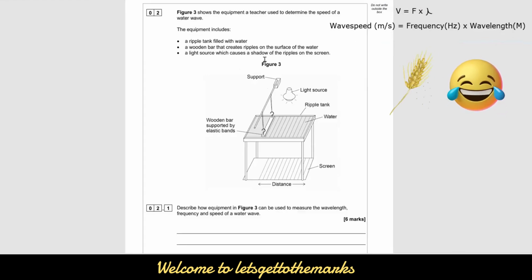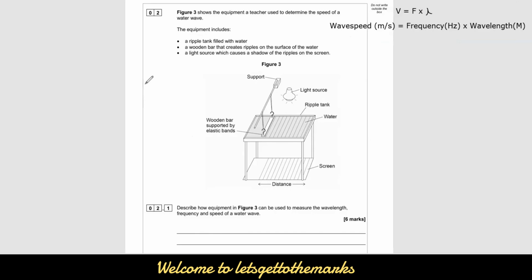Okay, let's go. This question is slightly different than the normal ripple tank experiments because in this one it's saying, how would you use this equipment to calculate wavelength, frequency, and the speed of a water wave? So we've got to explain all of them. Often they'll say, use this equipment to calculate, say, wave speed. In that situation, you can just say, use this equation, find the frequency from the signal generator.